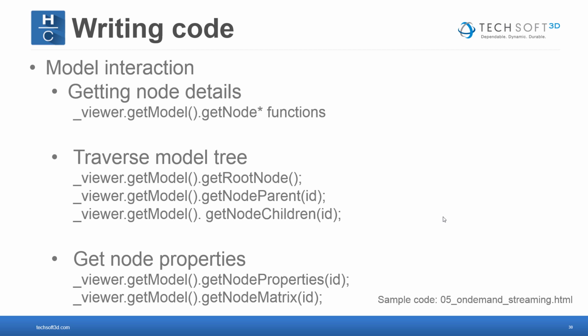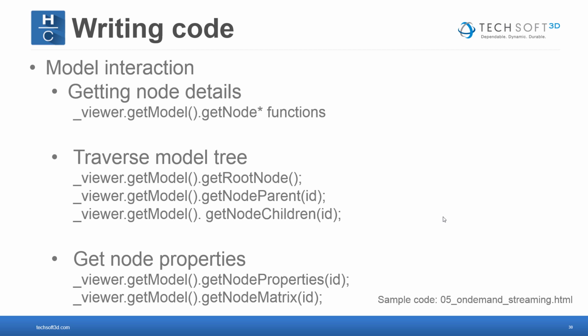Okay, so we're talking now about model interactions, and some of the common operations we'll be using on the model are these getNode star functions. And the getNode star functions are used to traverse the model tree. Now, this is important if you want to create your own representation of the model hierarchy, and also for business logic that may require knowing the parent or children of a model.